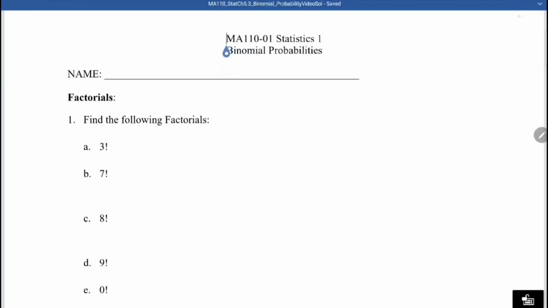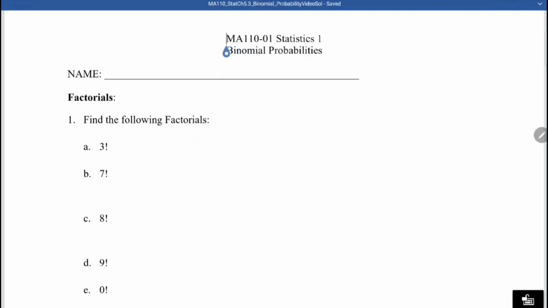Hello everyone. This is the worksheet on binomial probabilities, and we are going to go through the problem step by step. We're going to start with how to find factorials, and then into how to calculate binomial coefficients, and eventually get to calculating binomial probabilities. All right, so the first set of questions says find the following factorials.